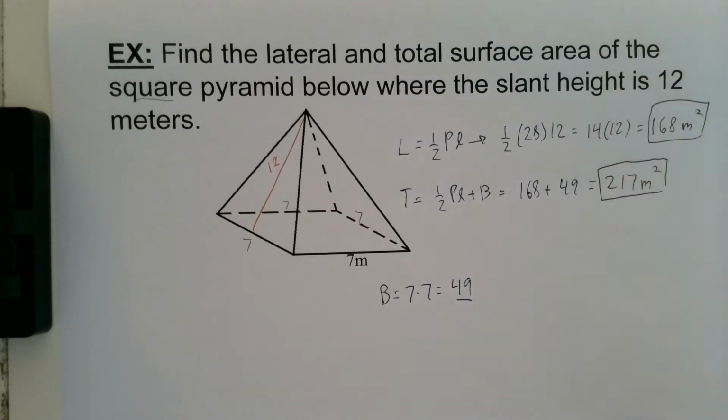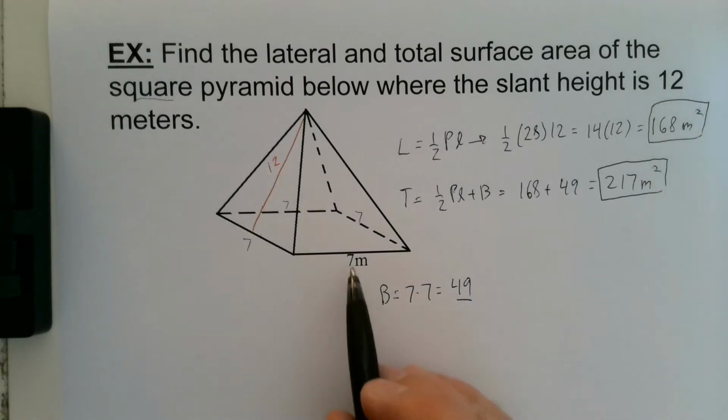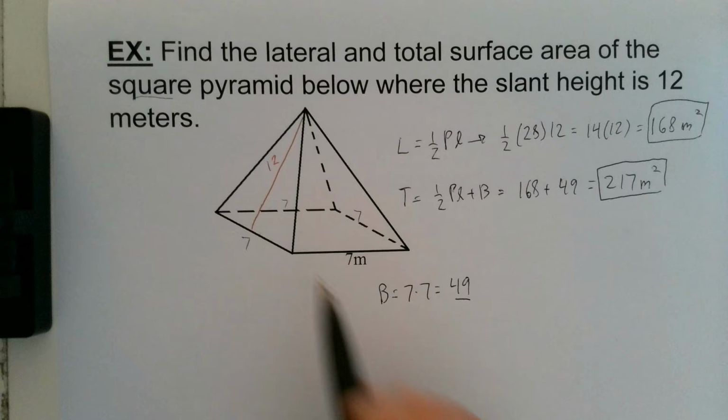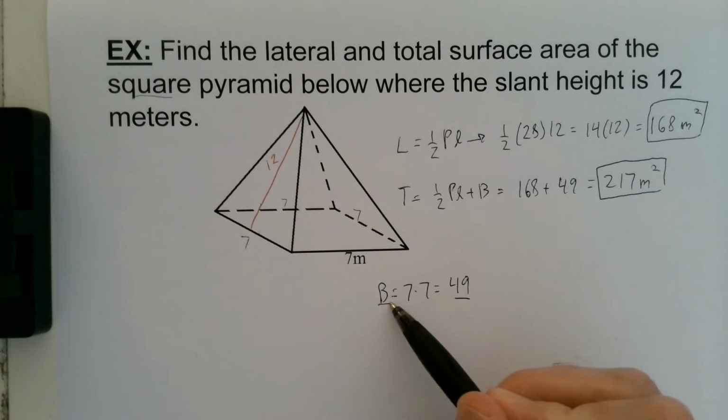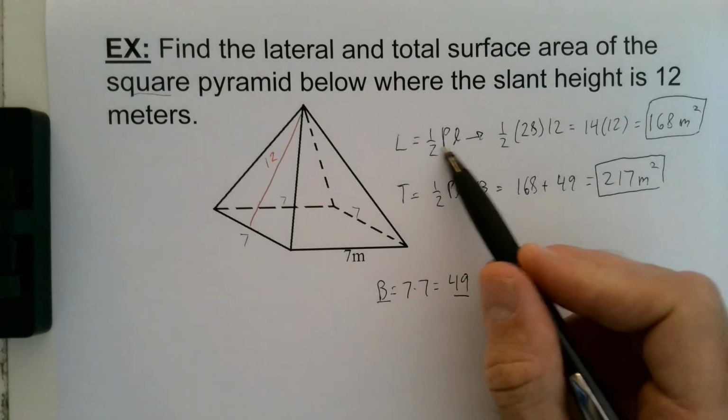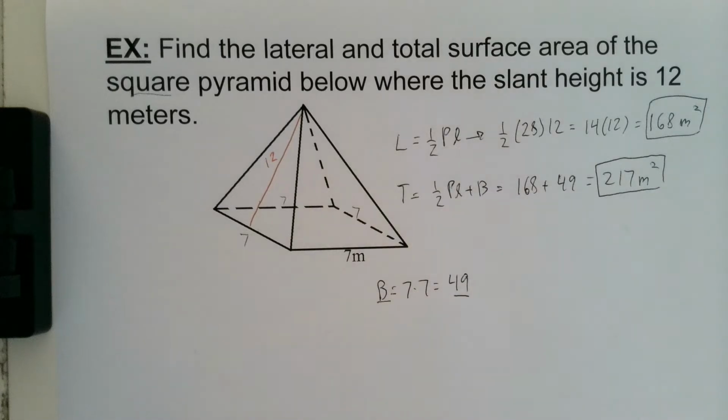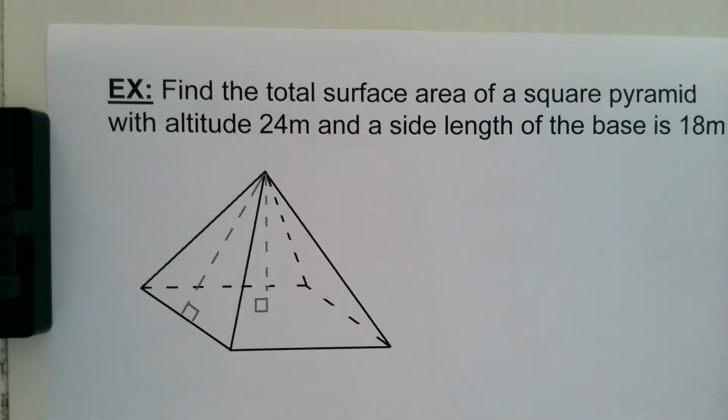Okay, simple enough because they gave us everything that we needed. They told us slant height, they told us the edge length here of our square pyramid, so not too bad to find capital B, capital P, and L. This next one isn't quite so simple. So it's another square pyramid.